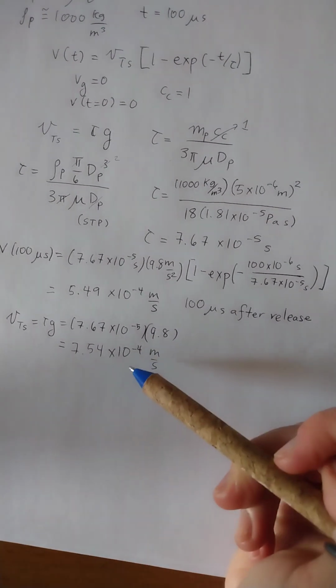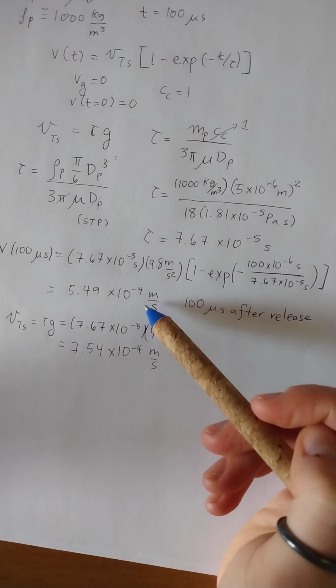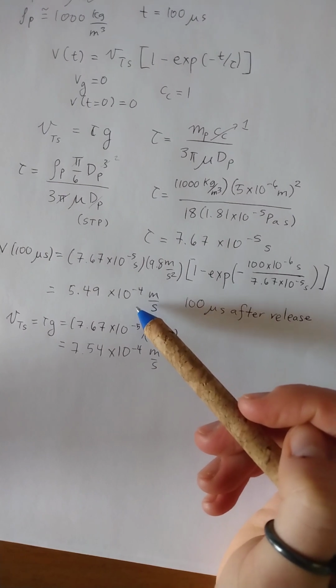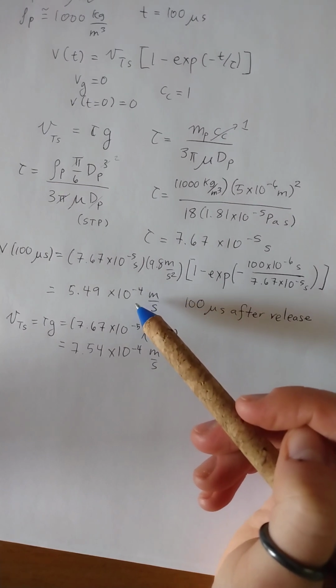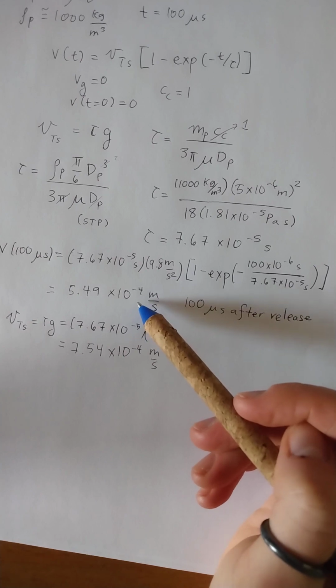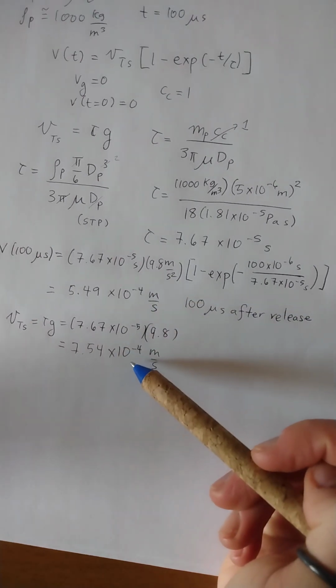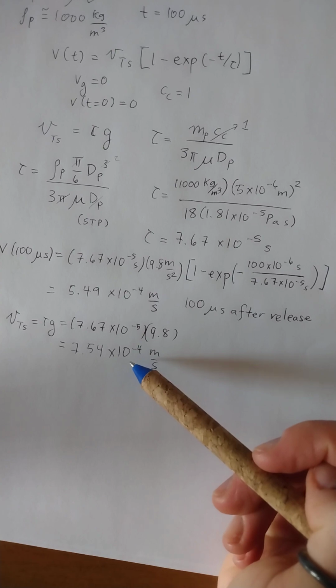This is a larger velocity than what we got at 100 microseconds, and that makes sense. The particle is still accelerating 100 microseconds after release. It's converging towards this terminal settling velocity, or asymptoting towards that velocity.